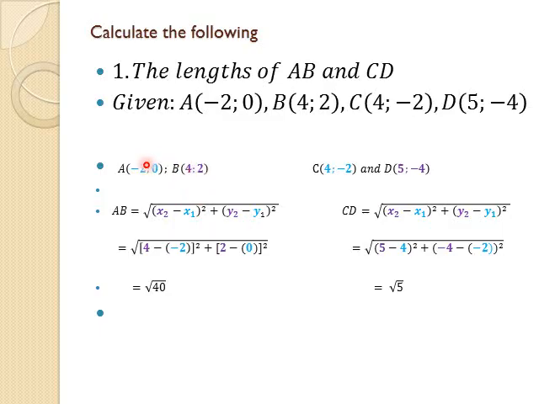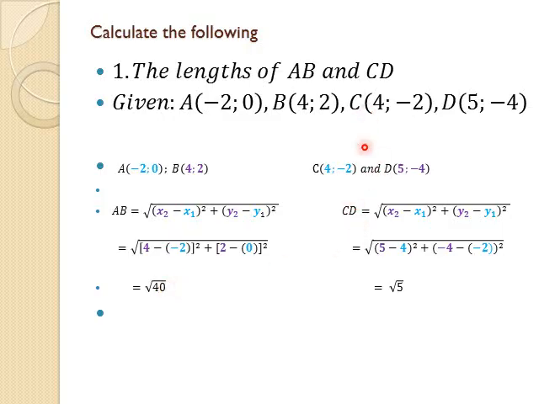So that becomes 4 minus minus 2, which gives me 4 plus 2, which is 6 squared. And then 2 minus 0, which is 2 squared, which is 4. 6 squared is 36, plus 4 gives me the square root of 40.